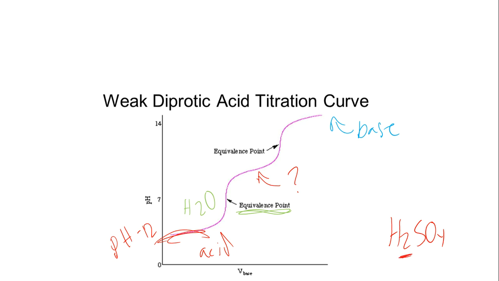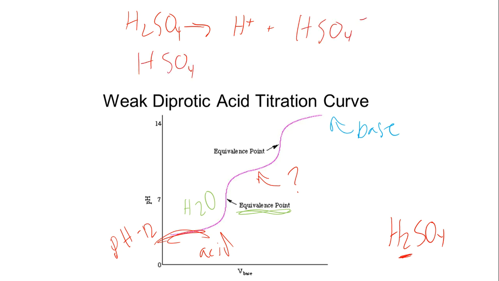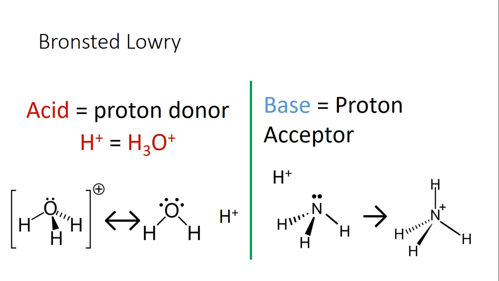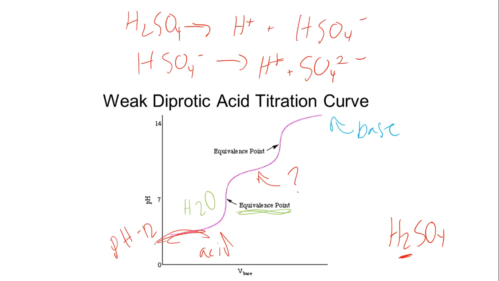So when that first H comes off, I'm running out of room to write all this. So that first H comes off, H2SO4 goes to H plus HSO4 minus, and then HSO4 minus goes to H plus and SO4 2 minus. Bear with me, kids. All right.